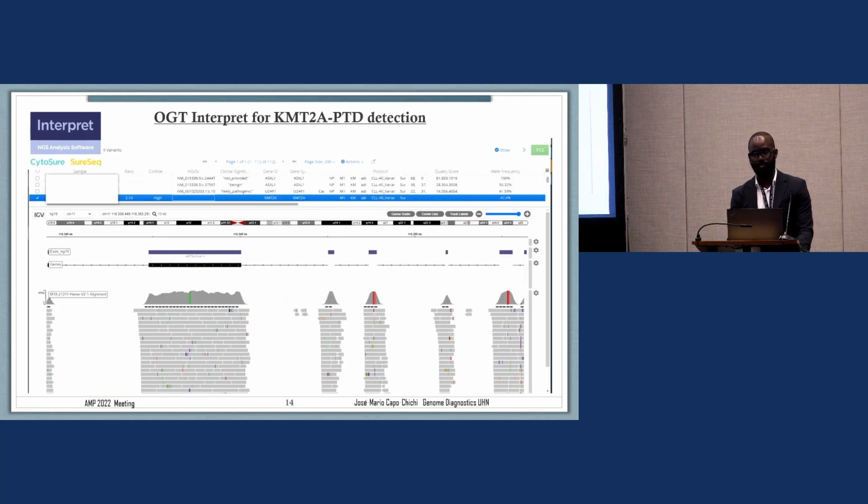So in parallel, we were also working with OGT to develop a PTD calling algorithm that was later on added to the OGT variant analysis software. So today, if you were to use OGT's variant analysis software, you should be able to detect and visualize the presence of KMT2A PTD. The software also provides you with a relative ratio for exon coverage and the confidence value associated with it. Another interesting feature of OGT software is that it allows you to quantify the number of reads that actually harbor the KMT2A PTD.